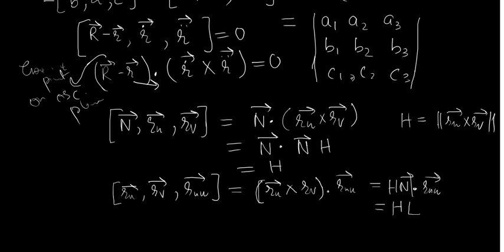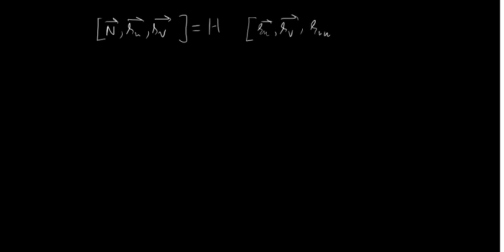Similarly, what I have done so far is I have found this triple scalar product [n, r_u, r_v] is nothing but h, and I have another triple scalar product, that is [r_u, r_v, r_uu], which is equal to h times L. L is our second fundamental magnitude.